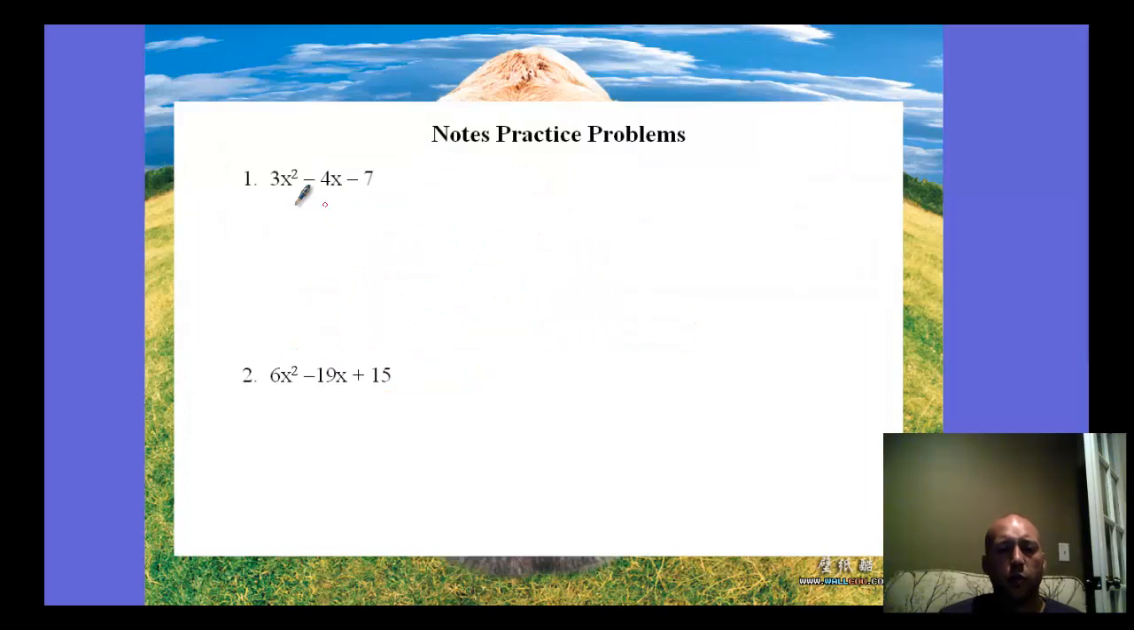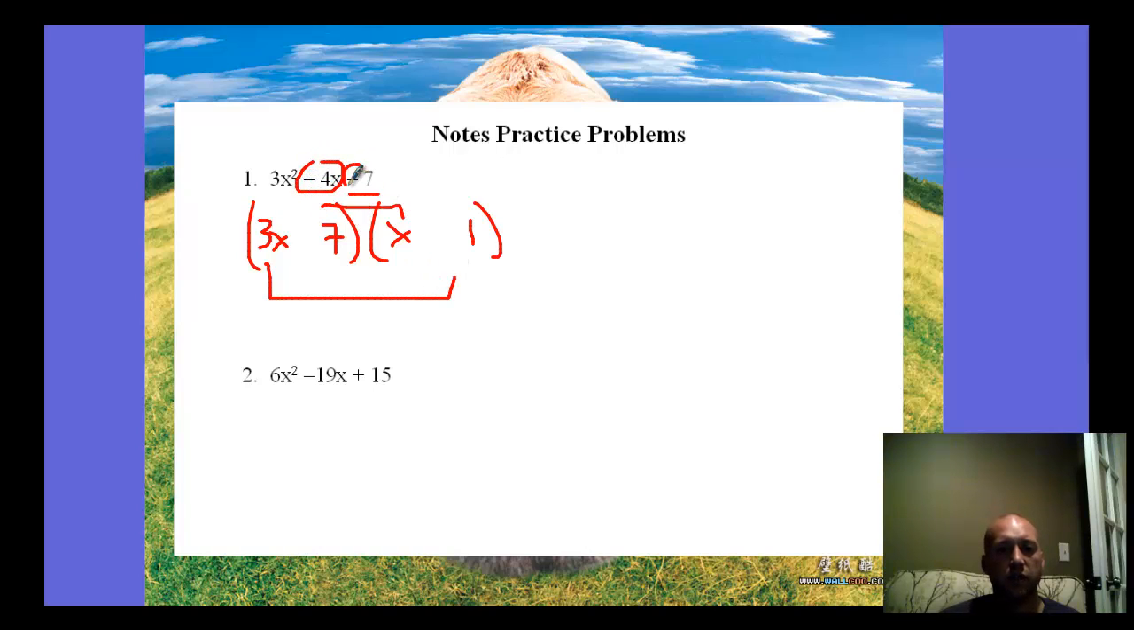A couple more here for me to try or to give you examples of. For this one, we can have the 3x and x. This has got to be 1 and 7 to multiply to be negative 7, but where does the 7 go and where does the 1 go? They're going to be opposite here because of 3 times 1, 7 times x. I want them opposite because these are opposite signs. I want the bigger one negative, the smaller one positive, so that gives me negative 1x left over.